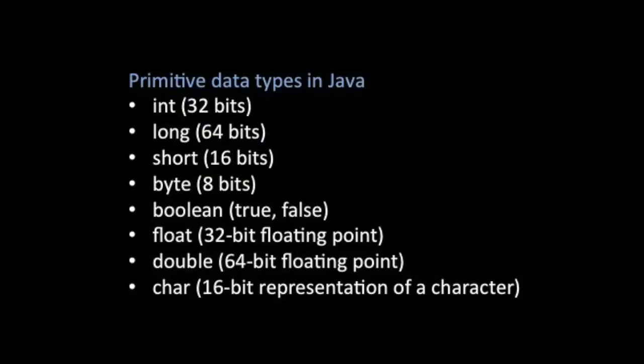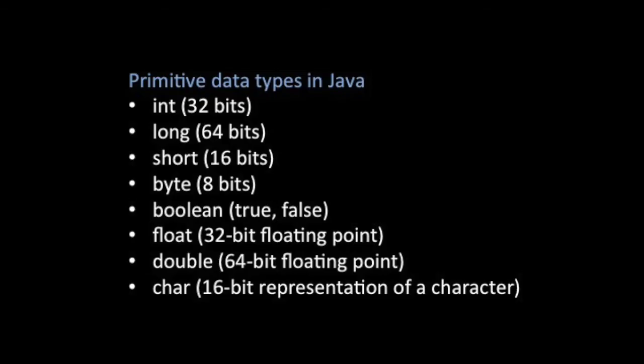There are also primitive data types in Java called boolean, which can have the values true and false. Float, which are 32-bit floating point numbers. Double, which are 64-bit floating point numbers, which means they have much more precision than floats. And char, which is a 16-bit representation of a character, like the character capital A or the ampersand symbol.